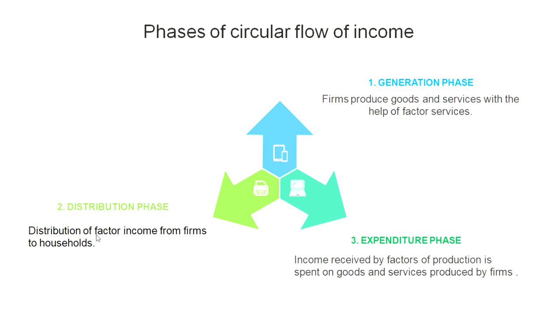Second one, distribution phase. Here the producer or the firms have to distribute factor income to the households for rendering services to the firms, which is termed as the distribution phase. Third one, expenditure phase. Once the firms or producer distributes income, the households will spend on purchase of goods and services that are produced by firms. This is called the expenditure or disposition phase.